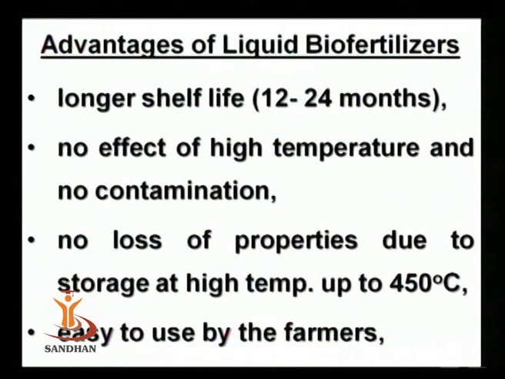store them up to a temperature of 45 degrees. At that temperature, normal organisms like mesophilic, psychrophilic or thermoduric ones can't grow. Only thermophilic organisms can survive, and not all thermophilic ones, only hyperthermophilic organisms can survive at that temperature. That's why chances of contamination will be less. Also, it is easy to use by the farmers.